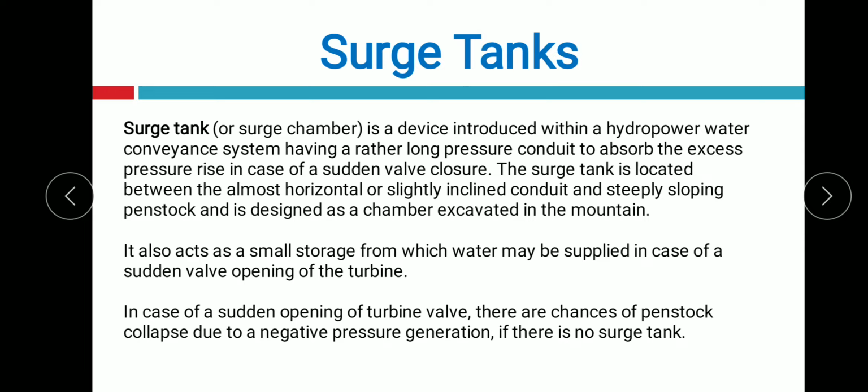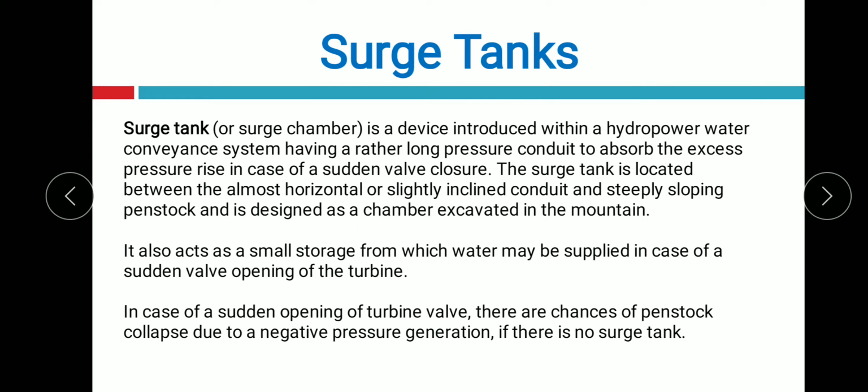If the valve closes, the water carried from reservoir to turbine inside the penstock, the pressure will be raised. The excess pressure will be stored in the surge tank. The surge tank is located between the almost horizontal or slightly inclined conduit and the steeply sloping penstock, and is designed as a chamber excavated in the mountain. Some water will go to the surge tank if the pressure is increased. It also acts as a small storage from which water may be supplied in case of a sudden valve opening of the turbine. If the valve is opened, the water will be lost. That water can be replaced with water from the surge tank.